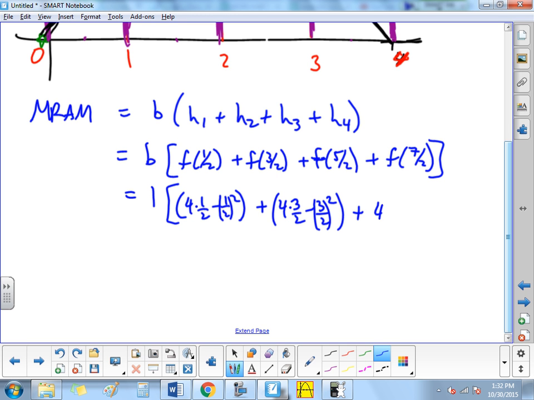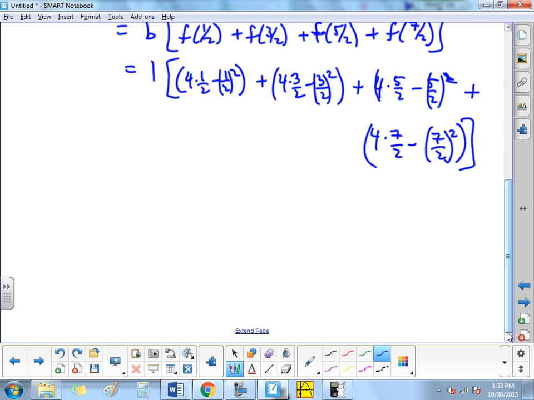And so on. Minus 5 halves squared. And one more. 4 times 7 halves minus 7 halves squared. All that remains is that we calculate what this comes out to.